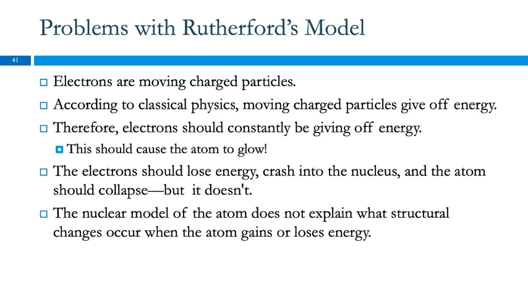So electrons are moving charged particles. And according to classical physics, if you have a moving charged particle, it gives off energy. And so then electrons should be constantly giving off energy, and atoms should glow, right? They should just be giving off energy all the time. That would also mean that the electrons, because they're always losing energy, eventually would run out of energy and crash into the nucleus. The atom would collapse, but it doesn't do that. So the nuclear model of the atom doesn't explain what structural changes occur when the atom gains or loses energy.